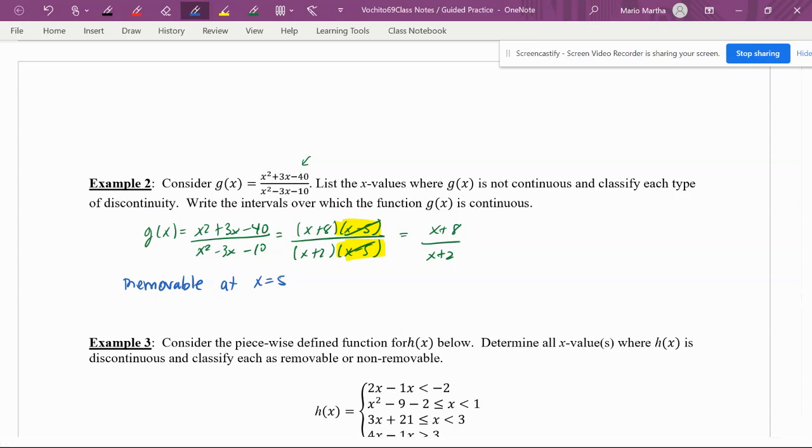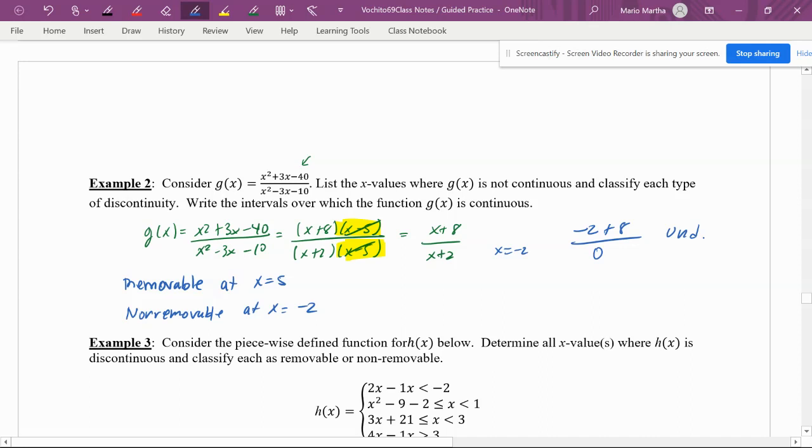And then the non-removable would be when for sure we have an undefined. The only place we have an undefined is when x is equal to negative 2. If we plug in x equals negative 2, we're going to get negative 2 plus 8, and then divided by 0. That would be considered undefined. Therefore, that's the non-removable discontinuity because we would have an asymptote there. So the non-removable is at x equals negative 2.